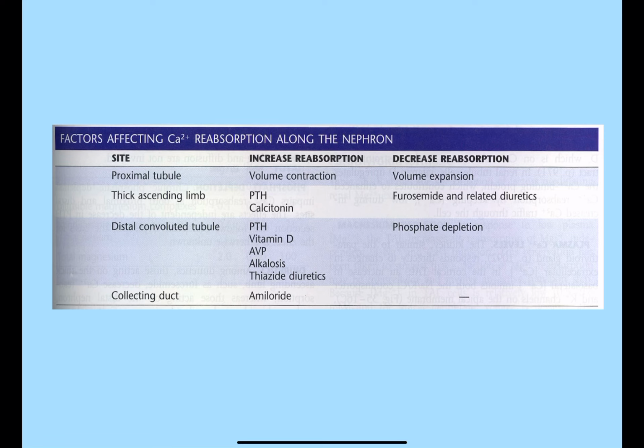So what this one is showing, right? In the proximal tubule, if there is volume contraction, it's going to increase the calcium reabsorption. At the TAL level, PTH can come. Again, we don't care much about calcitonin. Remember, clinically, PTH is important, and vitamin D is important. So they are going to increase reabsorption of calcium.